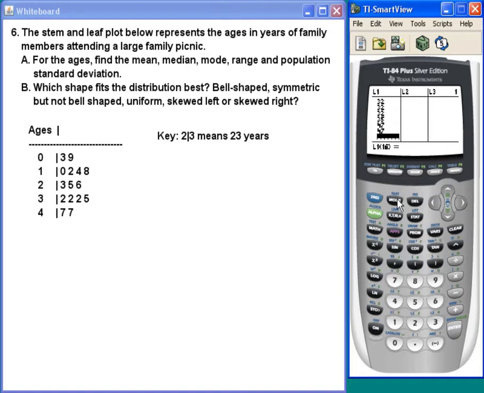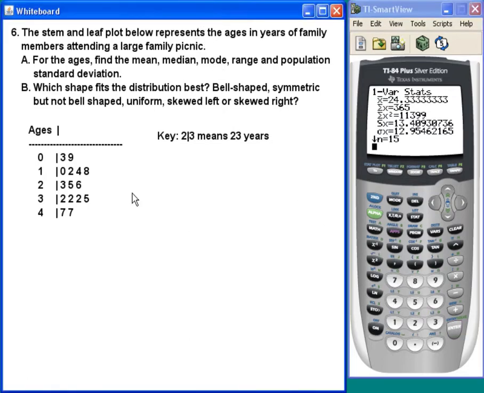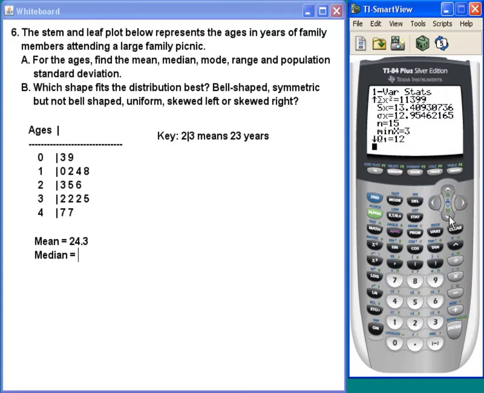All right, in order to find most of this, we'll go into one-var stats, and I'm just going to tell it that my data is in L1, even though that's not necessary. All right, so we find the mean is 24.3. The median is not on this first screen of output, but if you scroll down, you can see more.